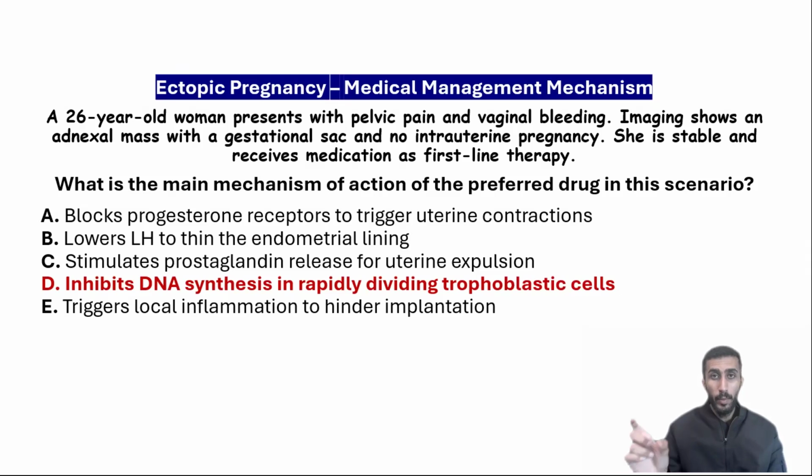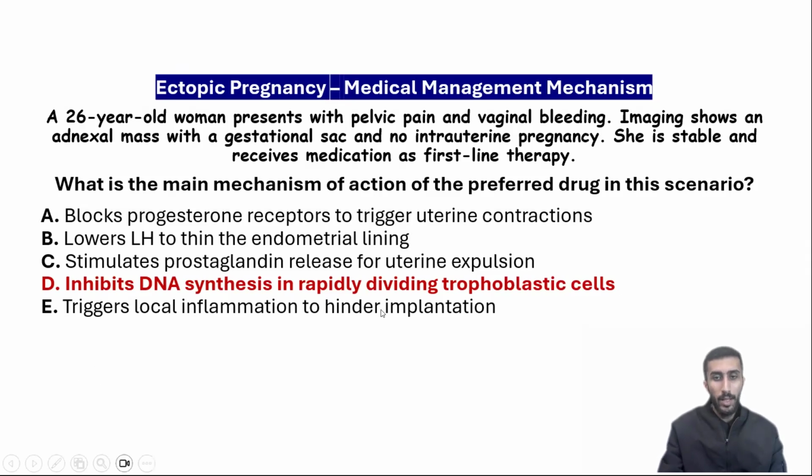This is the developing embryo, which is outside of the uterus. If we give something to increase uterine contraction, we're not going to kill the developing cells or the gestational sac. But we can tackle this ectopic pregnancy by killing these cells by giving methotrexate, which is a first-line therapy for ectopic pregnancy, and this is the correct answer.